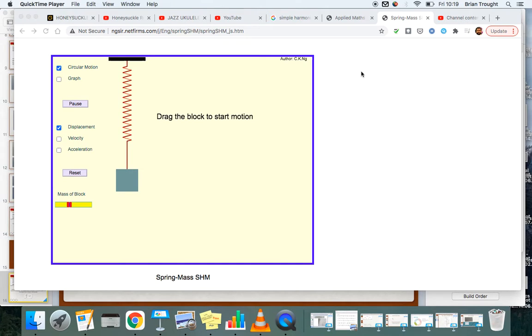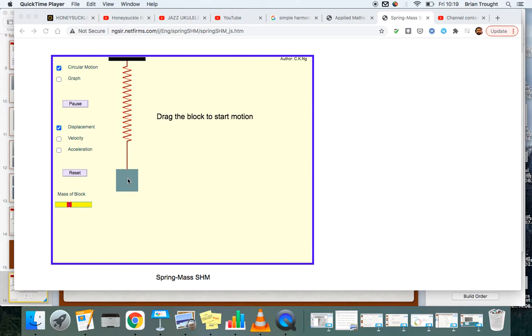Here are three different ways to look at simple harmonic motion. The easiest one is similar to the PhET applet, where I displace this down and it goes upwards and downwards. And the acceleration is proportional to the displacement, but they occur in opposite directions. So we get a = -ω²s.